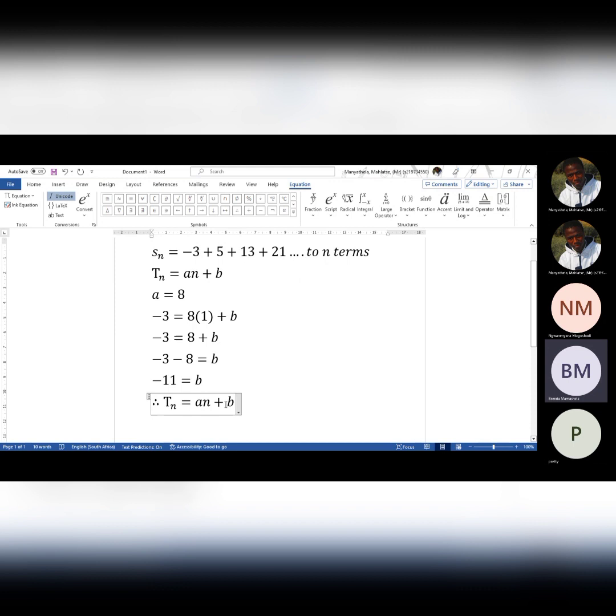Therefore, Tn can say more like 8 into 1 plus B again. Take 8 to the other side of the equal sign and change sign: -3 plus 8. 8 is positive, so when you cross an equal sign, it becomes negative. So that is the value of Tn in terms of an plus b.